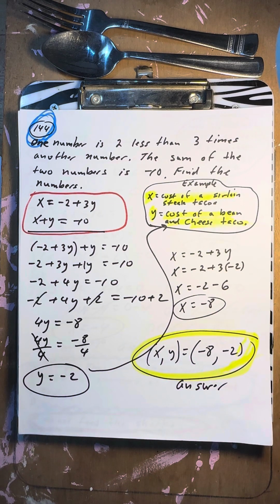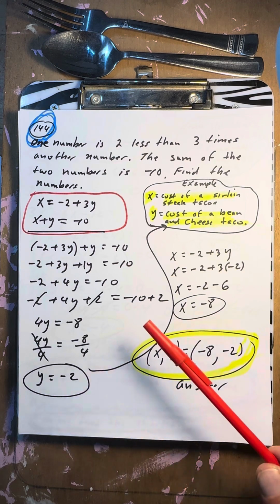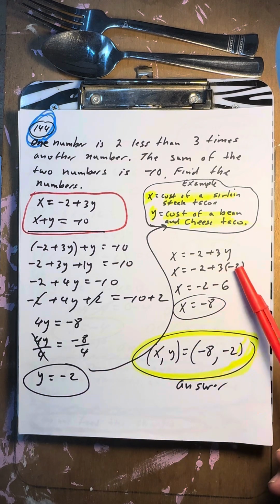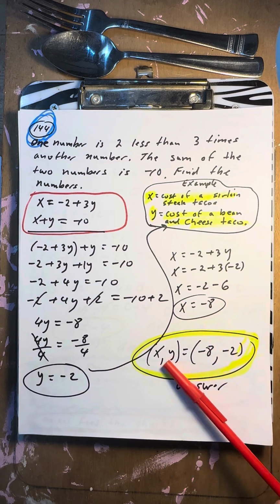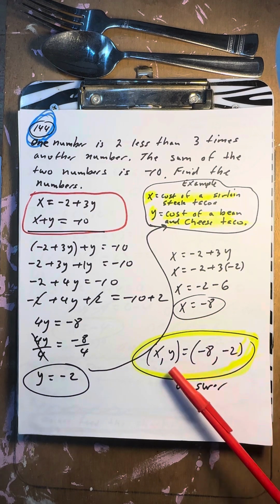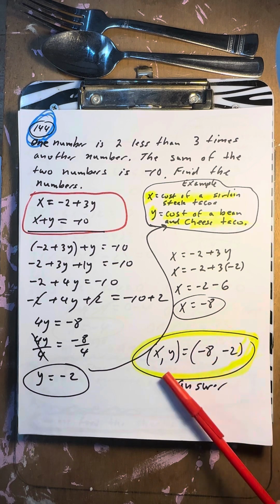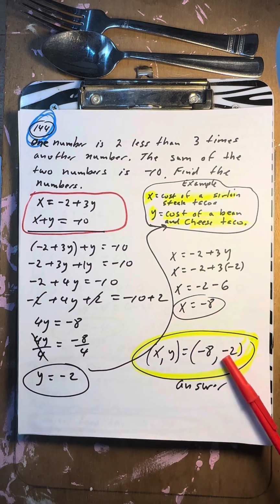Okay, so I know one answer. So put it in the y. The y is right here, so put 3 times negative 2, negative 6. Negative 6 minus 2 is negative 8. So x is negative 8. So x is negative 8 and y is negative 2. Yep, that's it. Those are the two numbers.